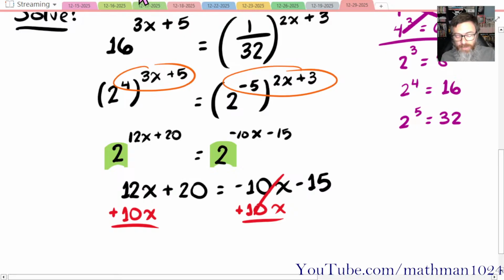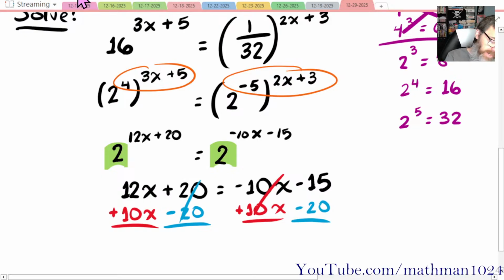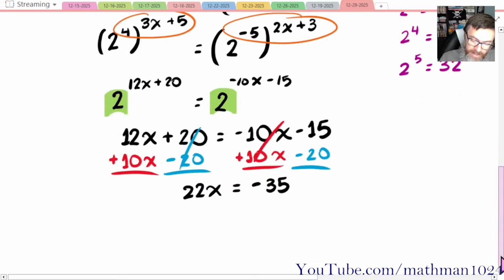Now, if the variables go to the left, the constant here must go to the right, so I have to subtract 20 on both sides. That guy is gone. I now have 22x is equal to negative 35. Yes, I know I have a negative. Couldn't really avoid that here. But it's okay, because what I'm dividing by is a positive number. So more likely to be successful that way.